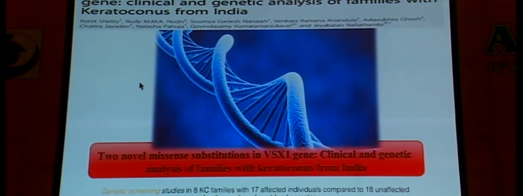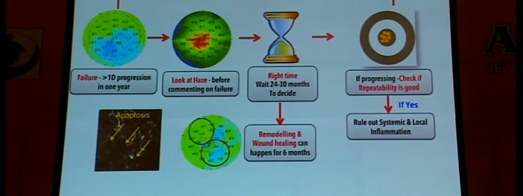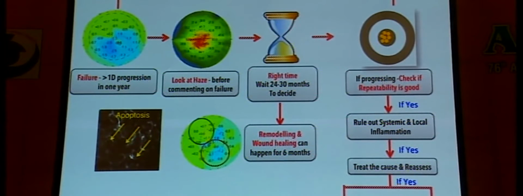Every single patient of mine who progresses has a definitive topography phenotype in the parents or grandparents or siblings. And that is a very important test to be done when you do any procedure. Like I said, wait for at least the haze to go. I wait for at least 2 years to decide whether it's progressing or not, because the haze and wound healing mess up everything. So till 2 years, please do not jump and label them as progressors.